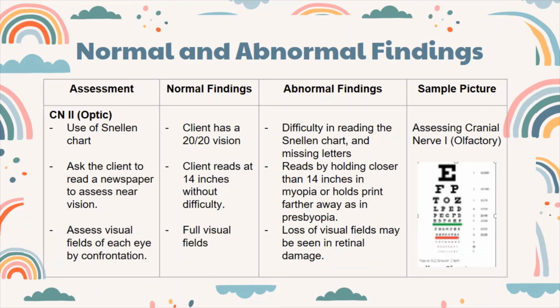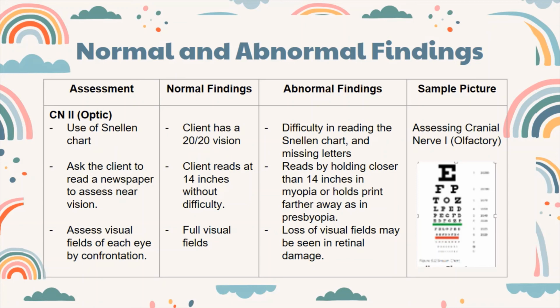Next assessment is cranial nerve number 2, the optic. Use a Snellen chart. Normal findings: the client has 20/20 vision in the right and left eye. Abnormal findings: difficulty reading the Snellen chart and missing letters. Second is to ask the client to read a newspaper to assess near vision. Normal findings: the client reads at 14 inches without difficulty, while abnormal findings: the client reads by holding closer than 14 inches, as in myopia, or holds print farther away, as in presbyopia.